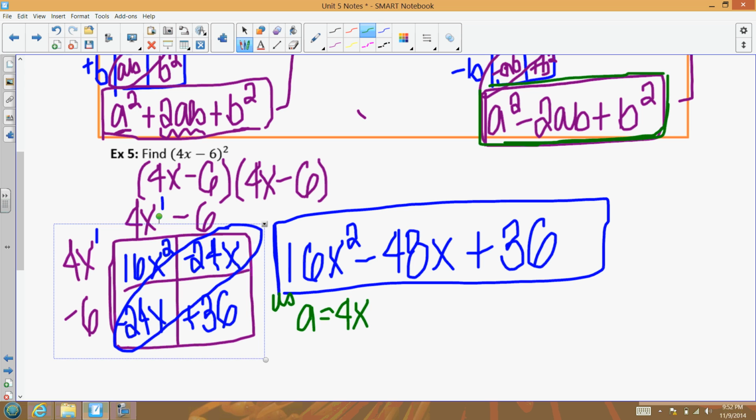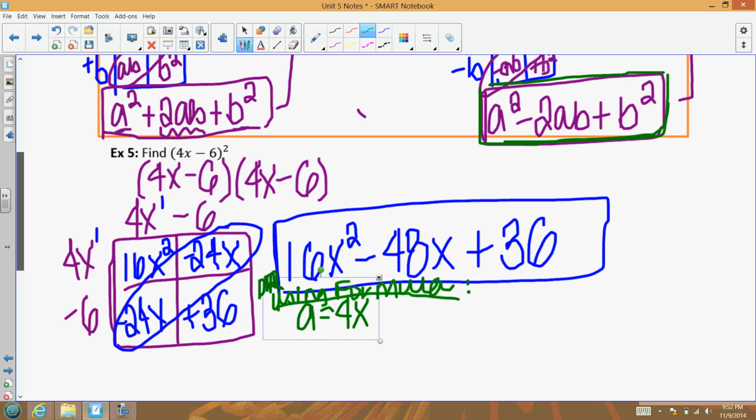So this is using the formula. And this is like an or. You don't have to do it this way. So, or, using the formula, a would be 4x and b would be 6. And you don't keep the negative sign because the negative is going to be taken care of with this minus 2ab. So then I'm going to plug into the formula.